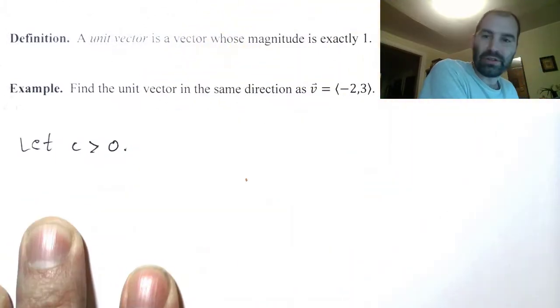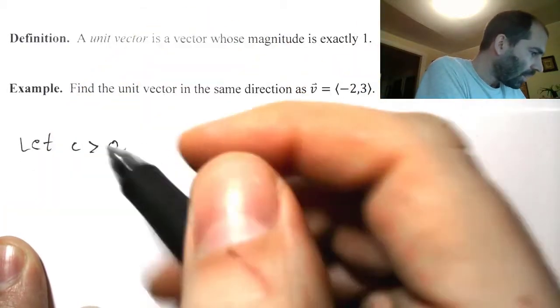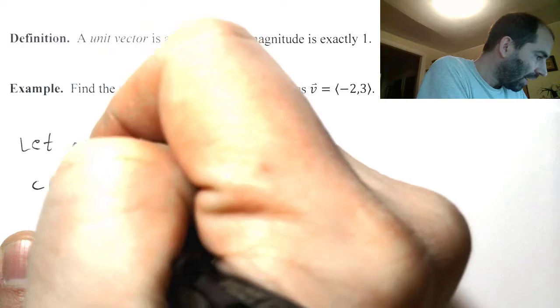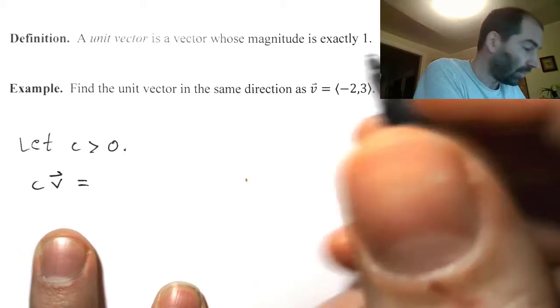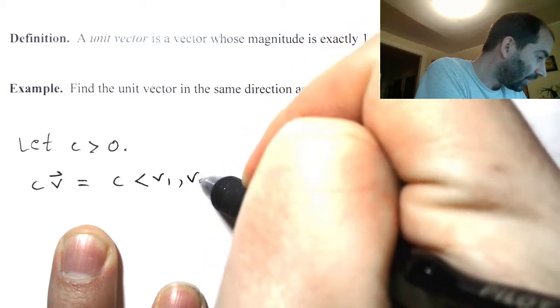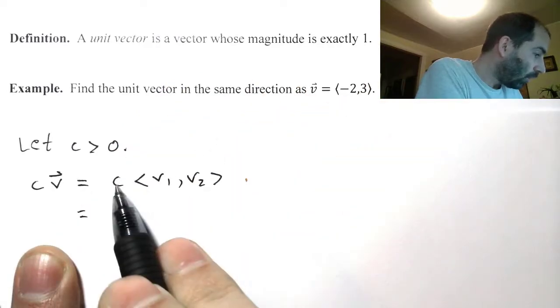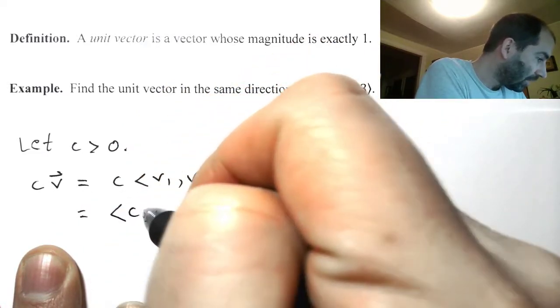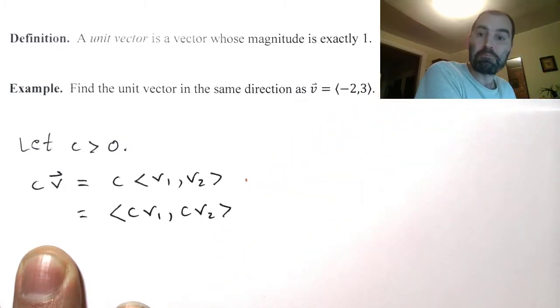All right, so let C be a positive number. I'll just write C is greater than 0. What happens if I take C and multiply it by the vector V? Well, we talked in the last video how to do this, right? This is C times the vector V1, V2, where these are the components of the vector V. And we said that I do this just by multiplying each component by that number C. So that's what CV is.